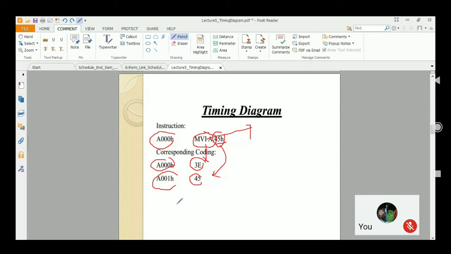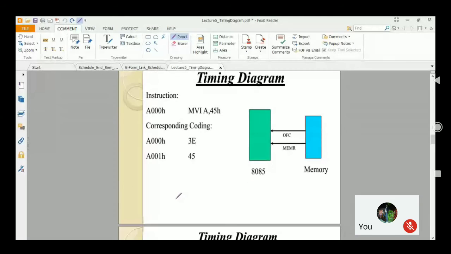So how am I going to load this one? Let's see the timing diagram. First is the 3E. This 3E is the opcode of this one, and it is going to be loaded in this particular address, and again 45 is going to be loaded in this particular address. First is my opcode fetch cycle, and then the reading of this particular instruction in my memory, and that's why a memory read will be there.